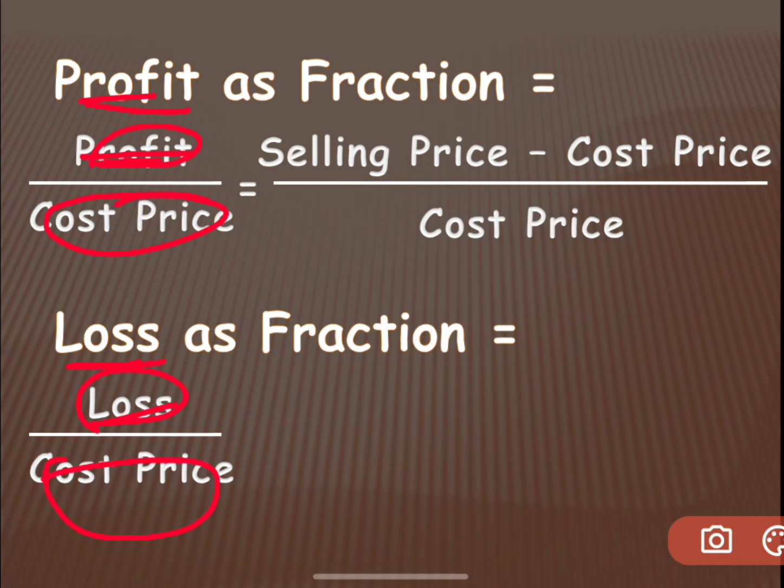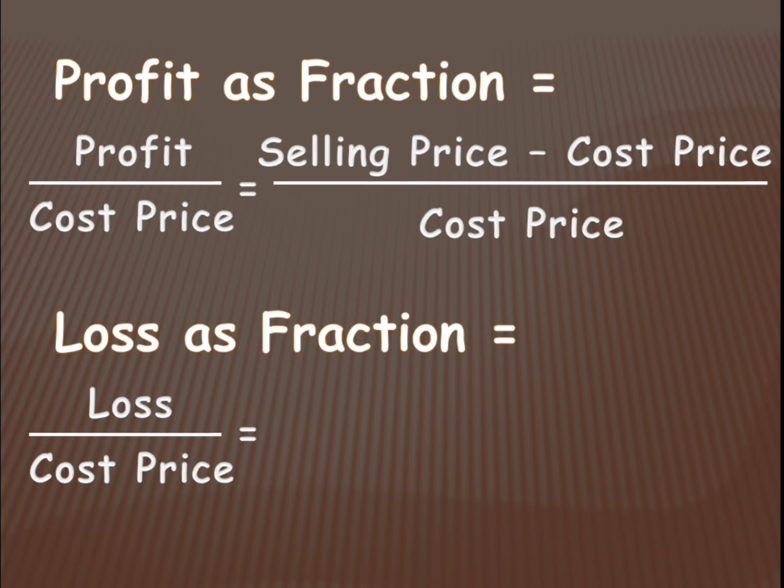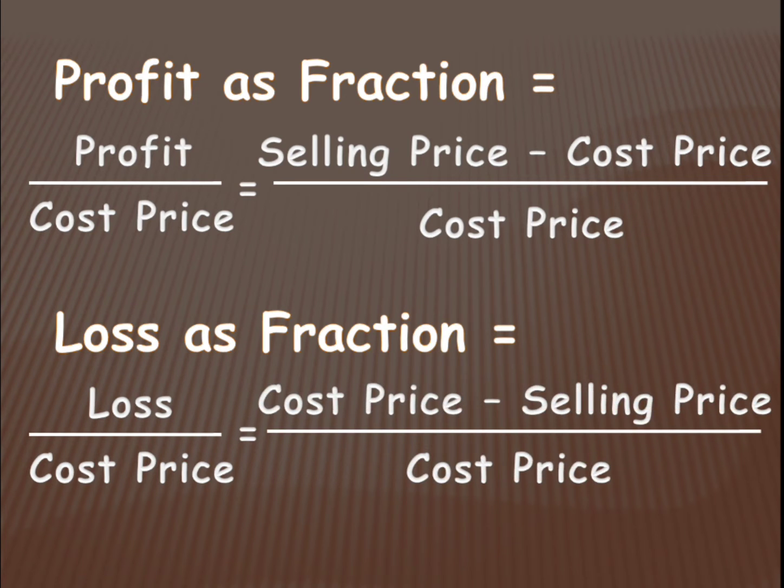But if they have not given the loss, they have only given the cost price and the selling price, then you can go with the formula. What is the formula for the loss? Cost price minus selling price, isn't it? So you will write that in the numerator, and the denominator will be cost price. Cost price minus selling price by cost price. So these are the formulas which you have to remember for fractions, for profit and loss. Now let's see the sums here, children.